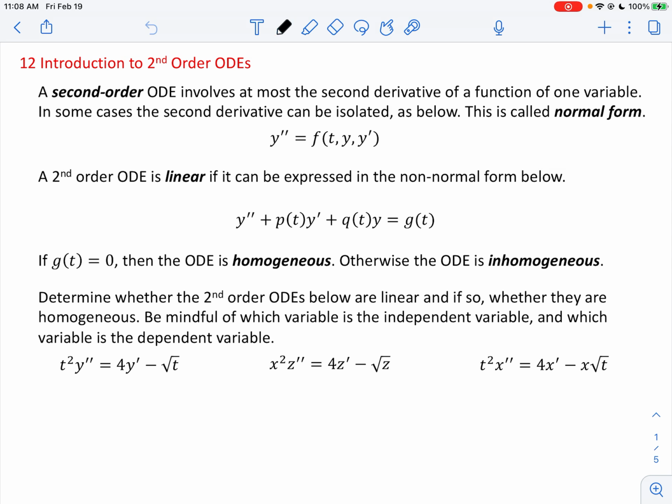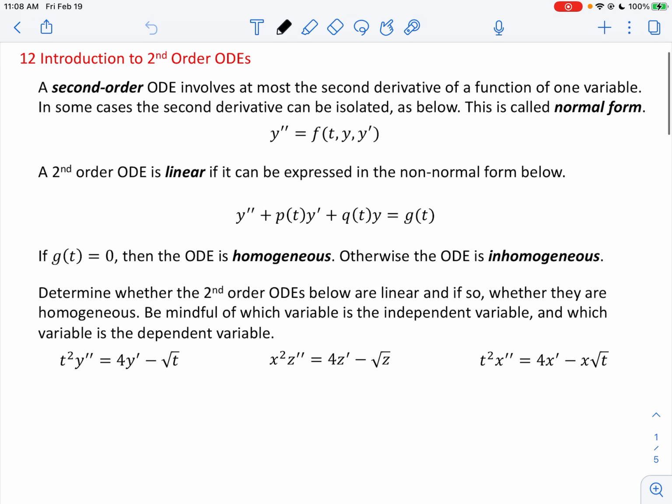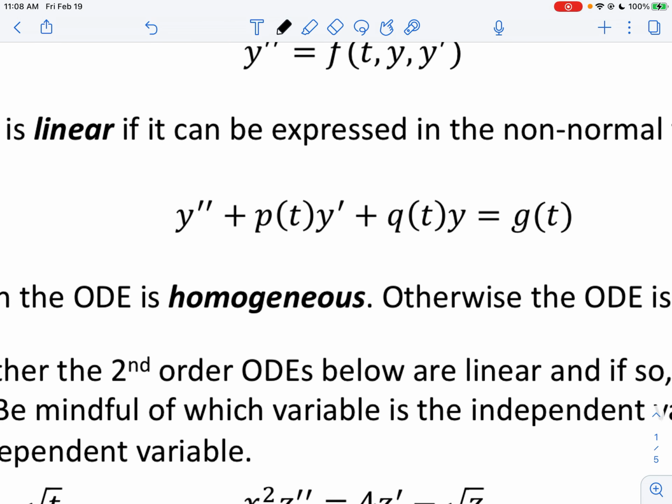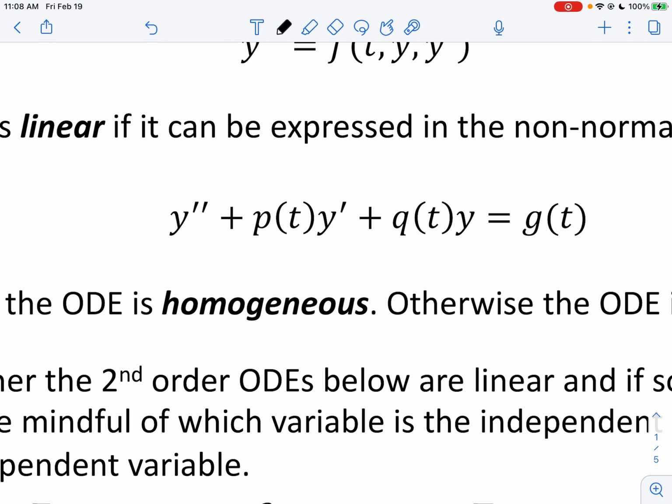Now, what would make it nonlinear would be if this form wasn't possible, which could happen when you have something like if you put a square on that y, then this would be nonlinear. So the powers on the y and its derivatives have to be 1. There's an implied first power on that second derivative, implied first power on that first derivative, and implied first power on the dependent variable.